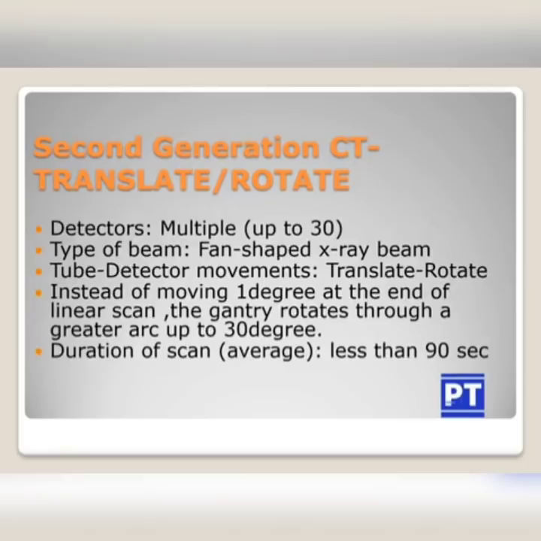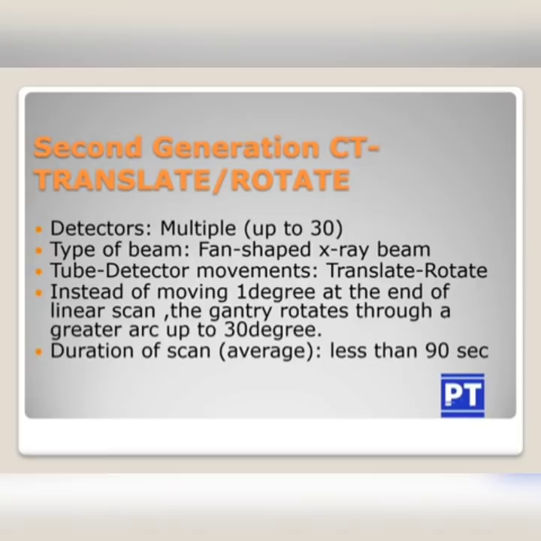Moving on to the second generation CT, it is also known as translate-rotate, the same name as the first generation CT, but it is different, since the single detector has increased to multiple detectors, up to 30. The type of beam changed: from a pencil beam it has changed to a fan-shaped X-ray beam.